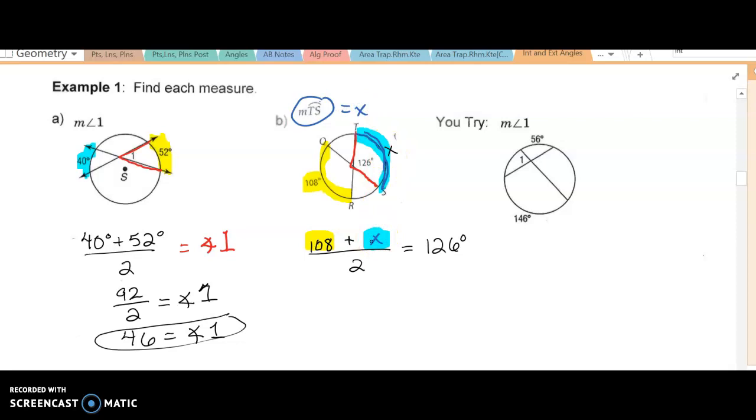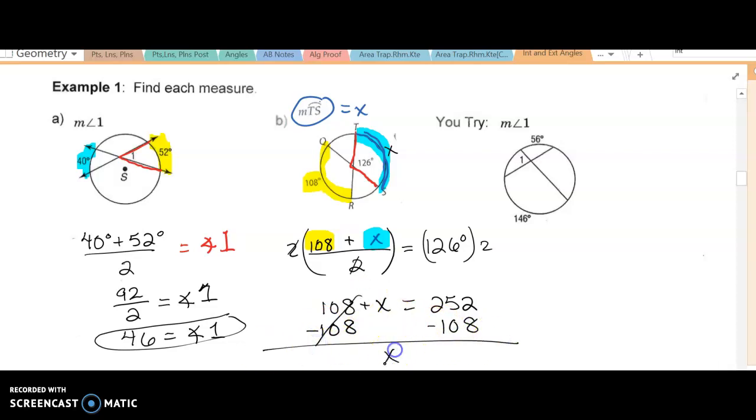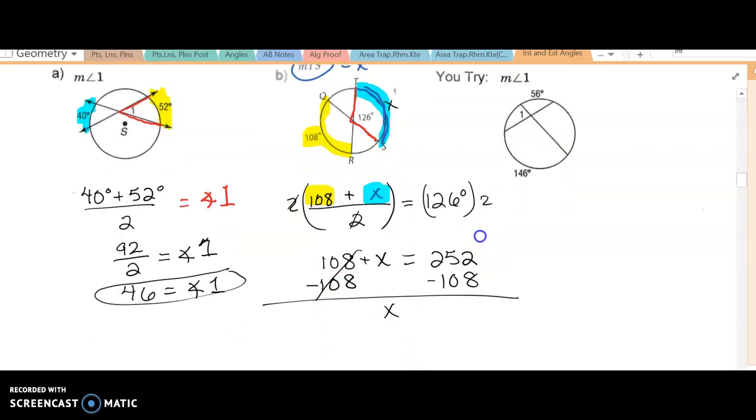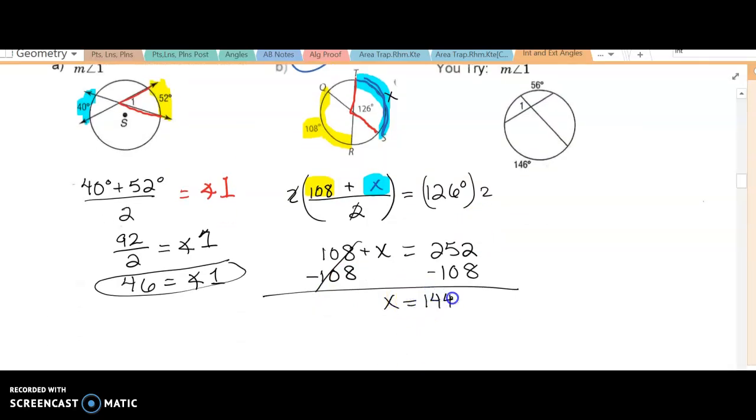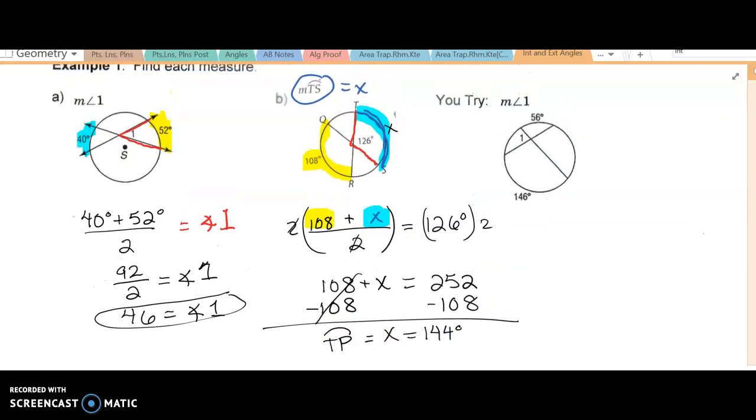All right, so now we just have an algebra problem to solve. If I'm going to get x by itself, first I want to get rid of that 2 in the denominator. So I'm going to multiply both sides by 2. That gives me 108 plus x, these 2's canceled, right, equals 252. Then I subtract 108 to get x by itself, again, just solving this equation for x. And so 252 minus the 108 gives us x to be 144 degrees. So that's what arc TS is, 144 degrees.